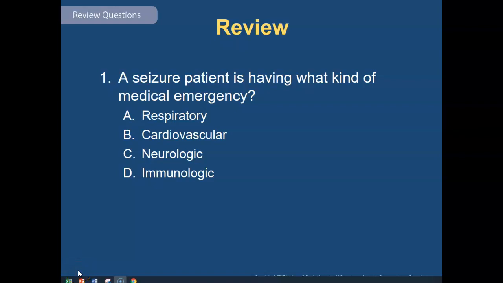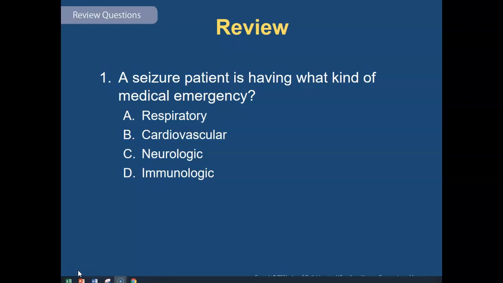Okay, chapter 14, medical overview, review questions. Seizure patient is having what kind of medical emergency? Respiratory, cardiovascular, neurologic, or immunologic? So think about those. You got four good choices. One of those hopefully makes more sense than the others do. What do you guys think this is going to be?